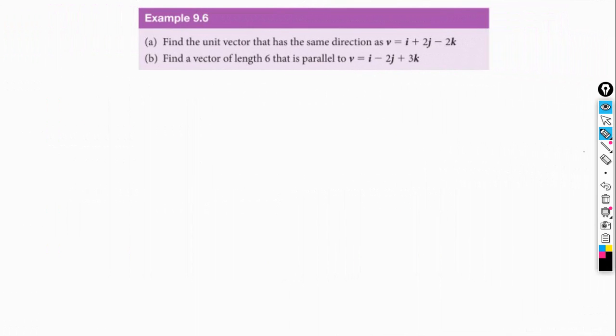So now we continue with example 9.6. And part A says, find the unit vector that has the same direction as v equals i plus 2j minus 2k. So we've done this before. This is just going to be modulus v, which is square root of 1 squared plus 2 squared plus negative 2 squared. And this is going to give us square root of 9, which is 3.